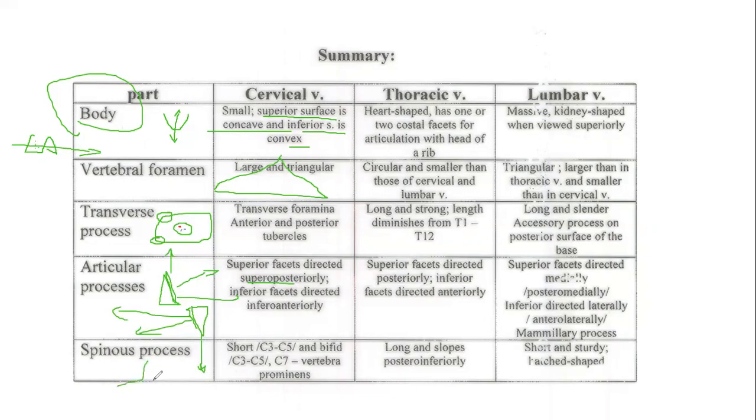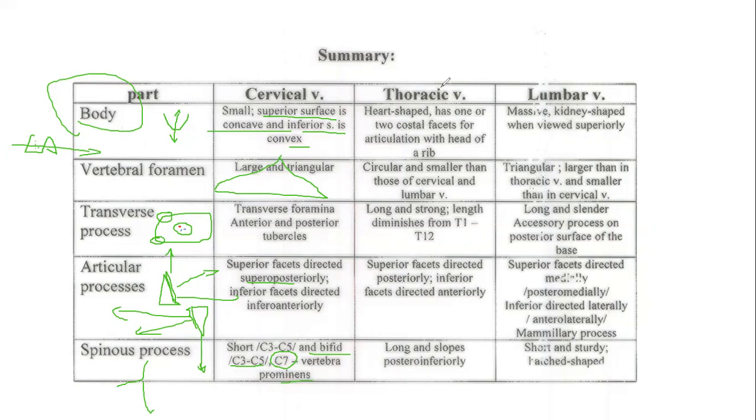Spinous process bifid, short. Here you've got C3, C5, usually C2, C6. C7 is called the vertebra prominens. Okay.